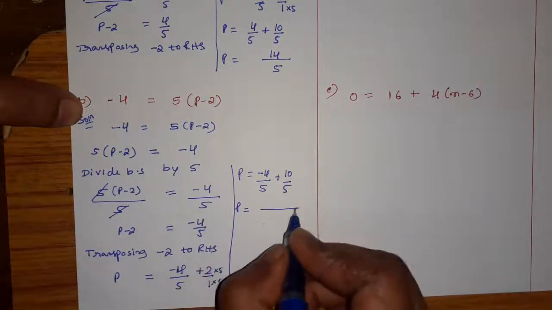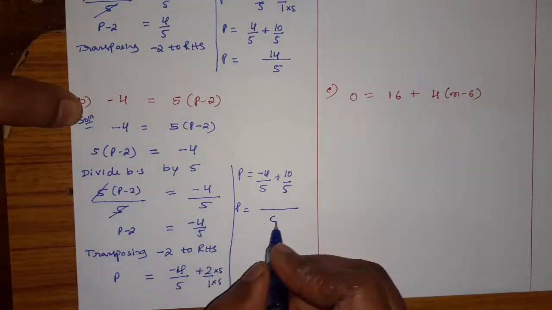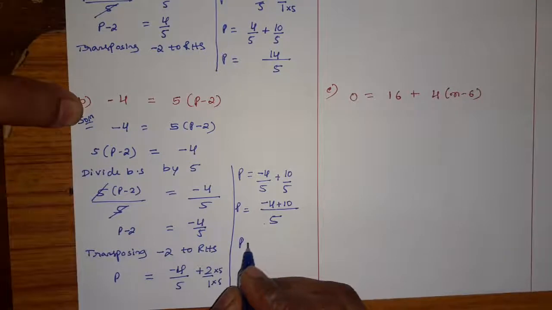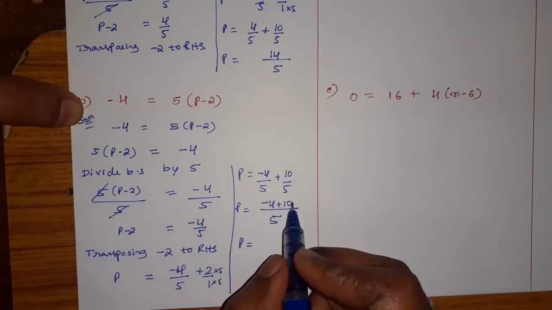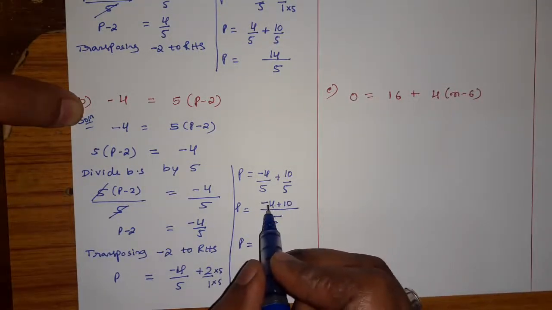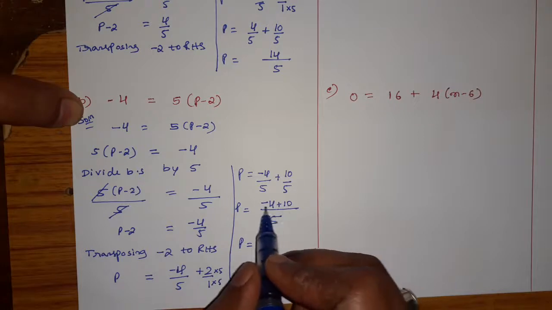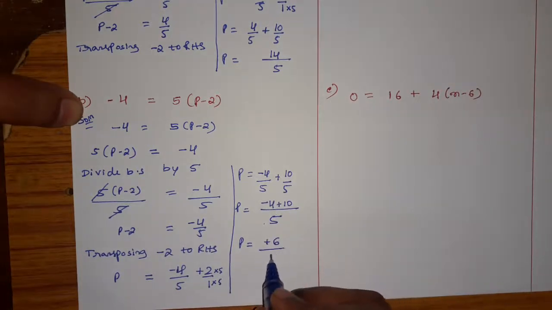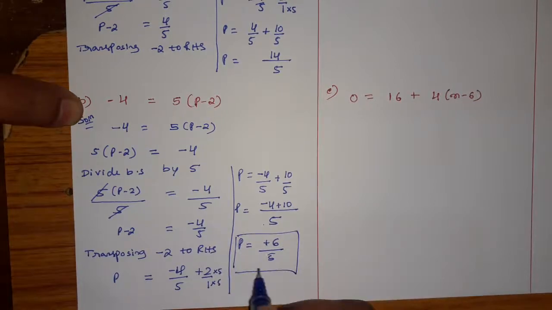Therefore P is equal to, both denominators are same, therefore I will take 5 minus 4 plus 10. Minus 4 plus 10, both are having different sign, no? In this case I need to subtract. 10 minus 4 will give you 6 and greater number sign, plus 6 by 5 is the answer.